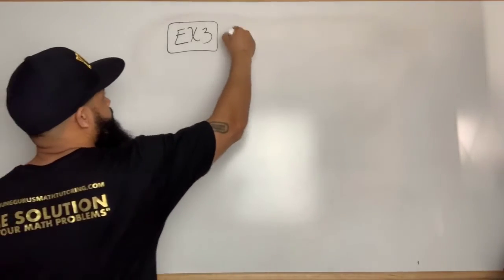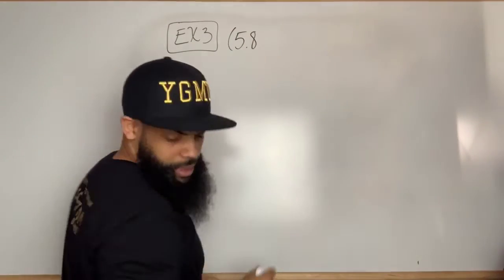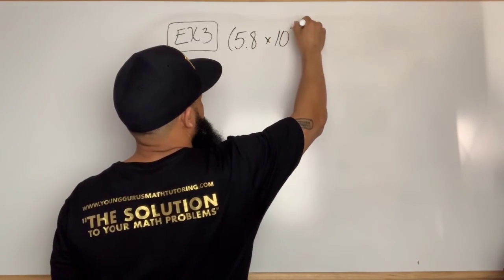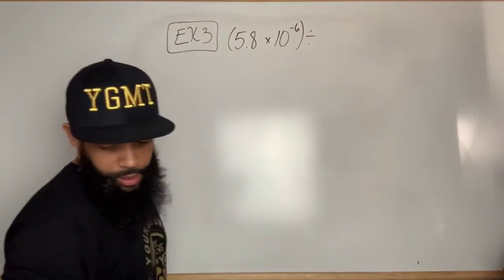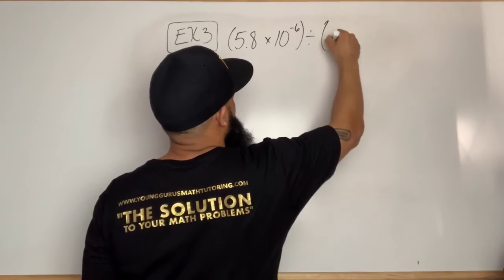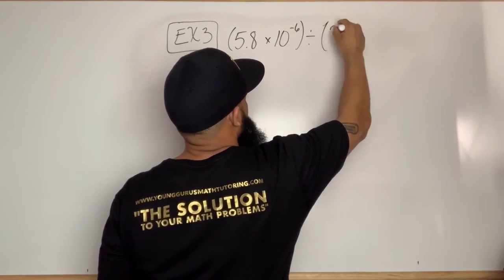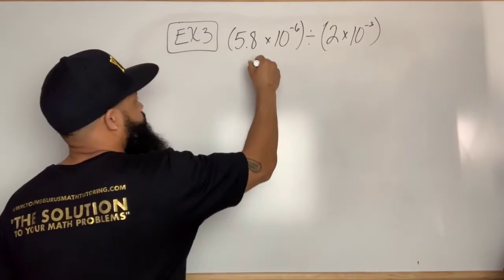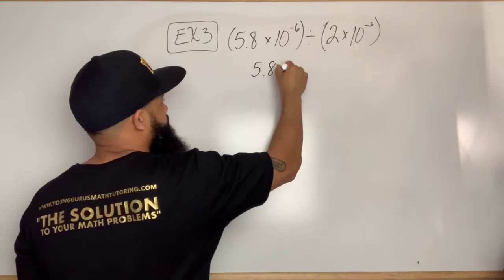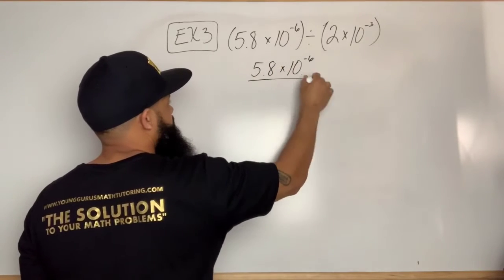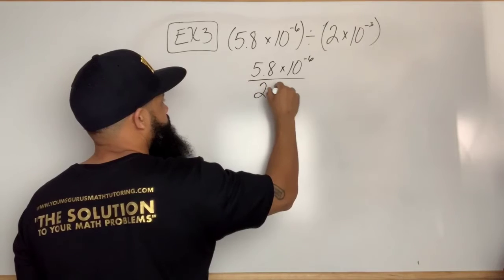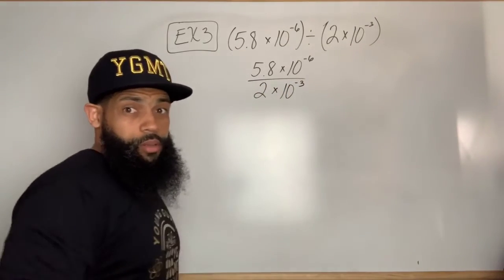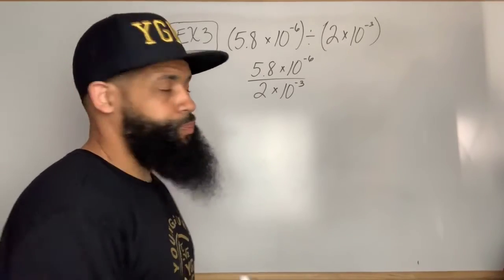5.8 times 10 to the negative 6 power, and I want to divide that by 2 times 10 to the negative 3 power. Now I want to rewrite this. 5.8 times 10 to the negative 6 over 2 times 10 to the negative 3 power. I'm going to break it apart.